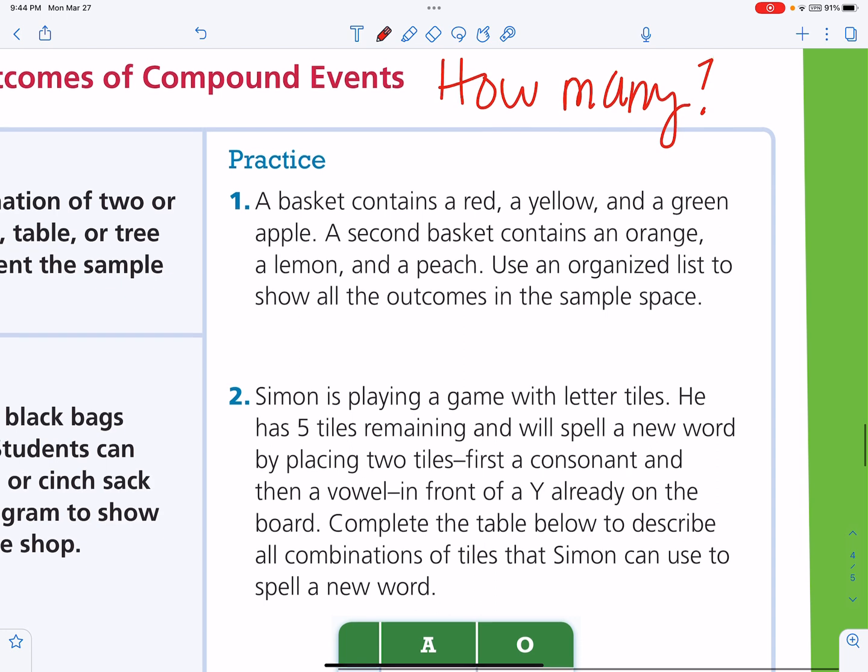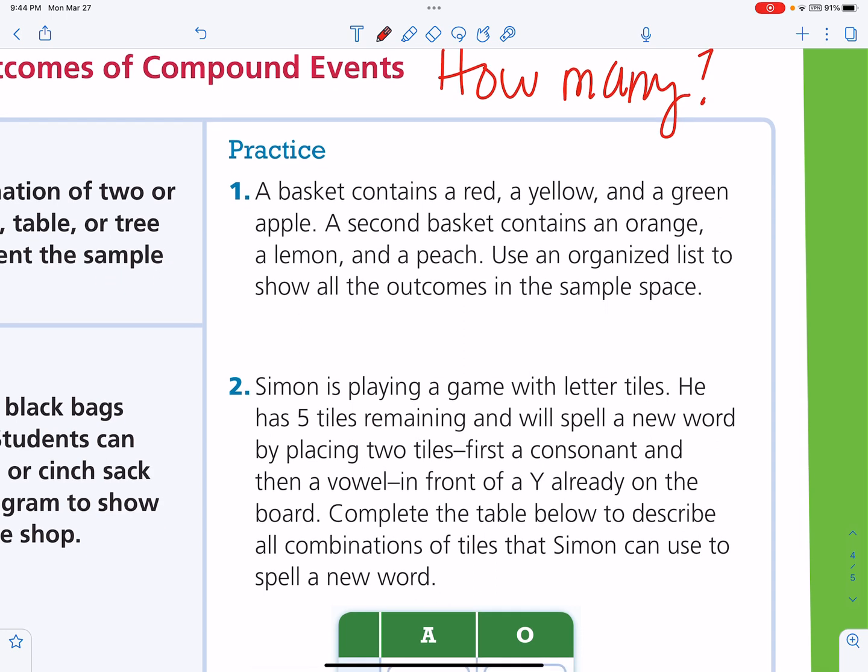So here we go with number 1. A basket contains a red, a yellow, and a green apple. The second basket contains an orange, a lemon, and a peach. They want you to make a list to show all the outcomes in the sample space. Remember, the lists are very risky, so you'd have to be very careful with this. So we have to stay very organized.